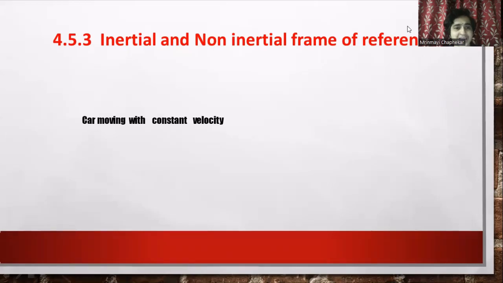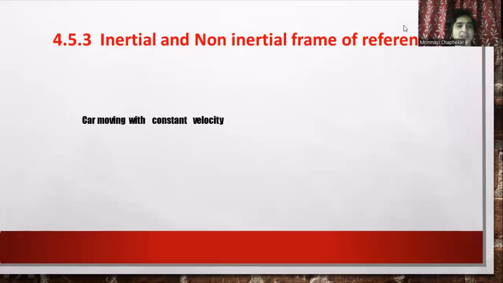The answer lies now in the acceleration of the frame of the reference. The frame of the reference associated with the car moving with constant velocity is called inertial frame of reference. That is, the frame of reference which moves with constant velocity. Zero velocity or state of rest is also, you can say, a constant velocity because the velocity is zero. That is inertial frame of reference.